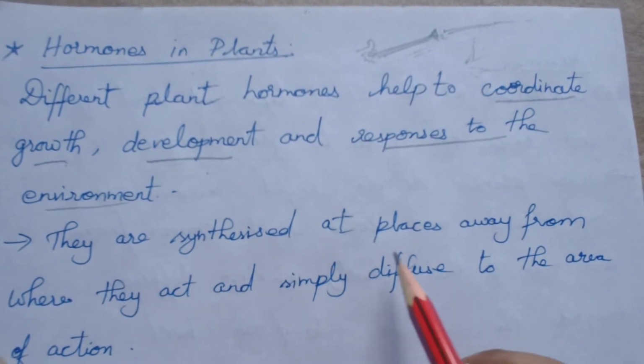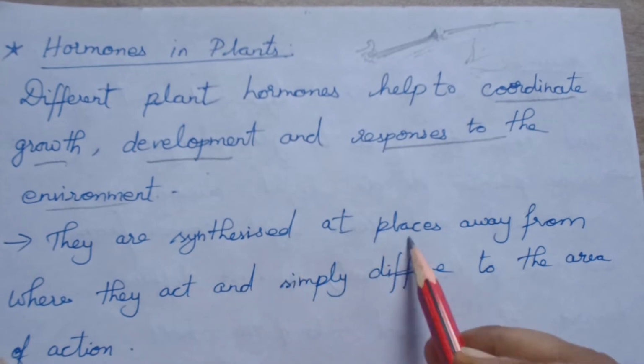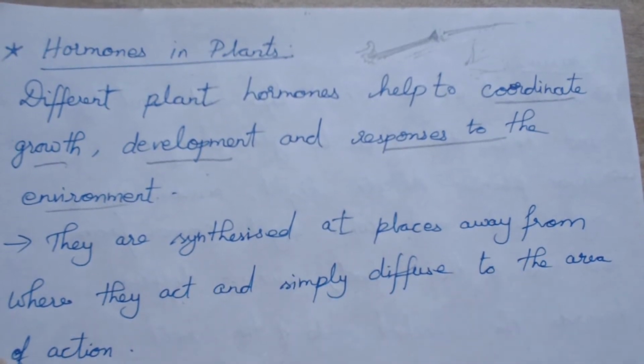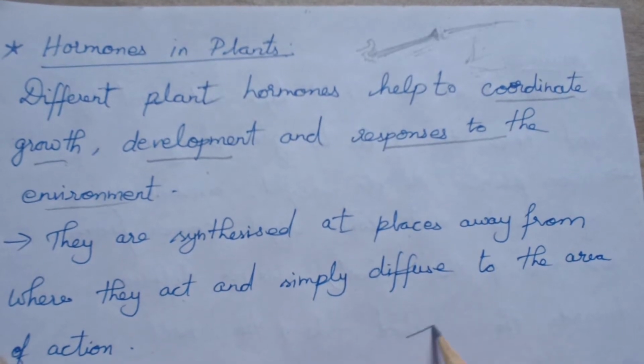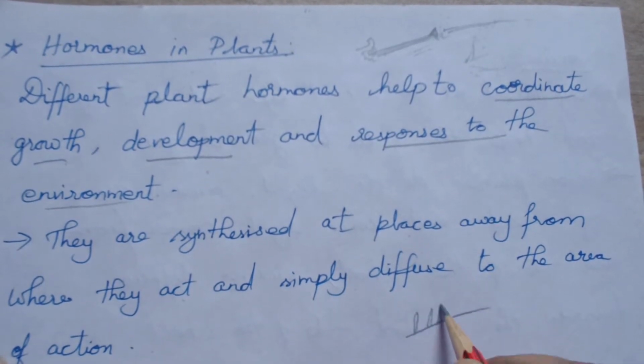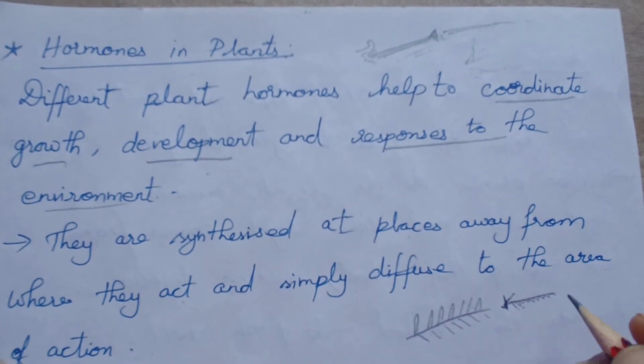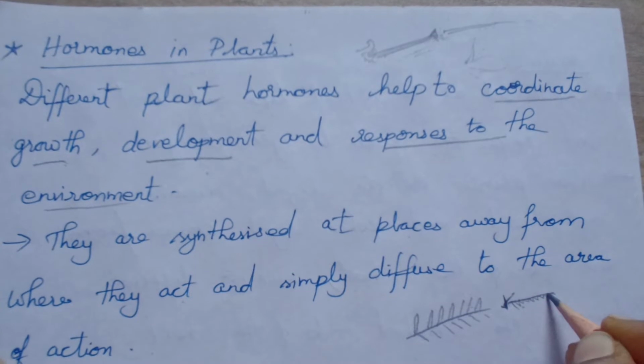They are synthesized at places away from where they act and simply diffuse to the area of action. For example, if I touch this touch-me-not plant, right? If I touch this touch-me-not plant, it will fold up. Suddenly it will fold up. How does it happen? It is controlled by a hormone. A hormone may be present here. From here it will diffuse. It will move to all parts of the plant.